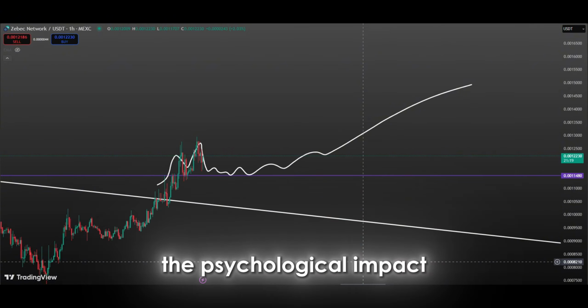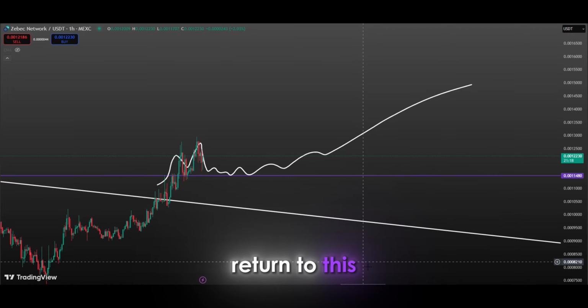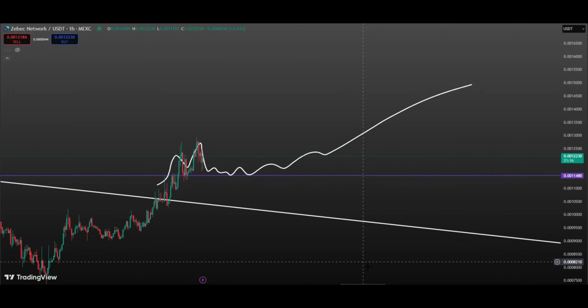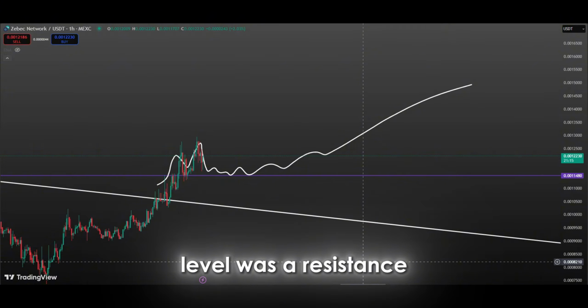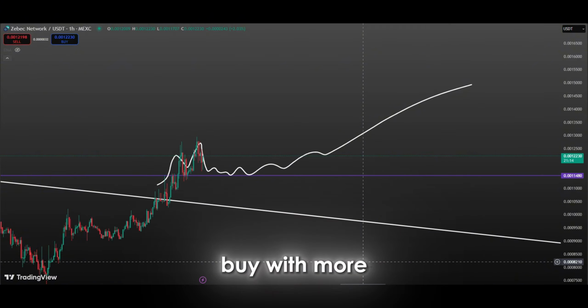On the other hand, the psychological impact of a possible return to this level is also great. Because investors remember that this level was a resistance in the past, they tend to buy with more confidence in this area, which has now become support. This makes the support zone work more solidly and sets the stage for the price to move upwards again.